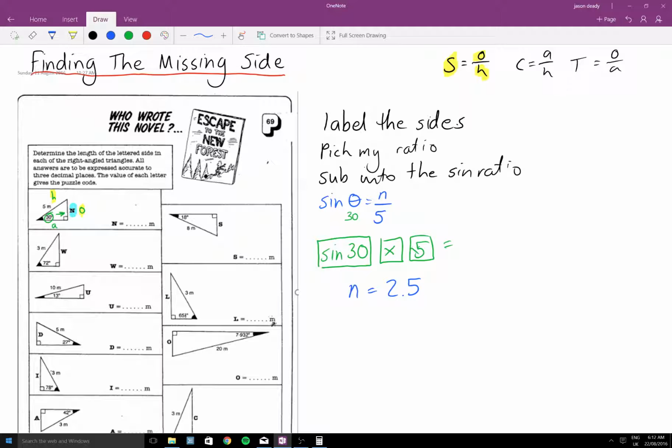Okay, and that's our steps. We just label the sides, opposite, hypotenuse, and adjacent. We pick our ratio, the sine ratio, because we've got opposite and hypotenuse. We sub into that ratio, sine 30, forgive me for my little mistake there, equals n over 5. Then we put that into our calculator, sine 30 times 5, because we want 5 lots of whatever sine 30 is, and we get the answer, n equals 2.5.